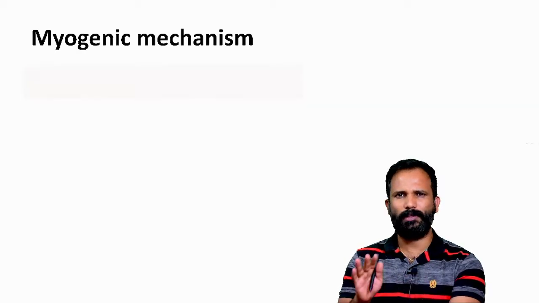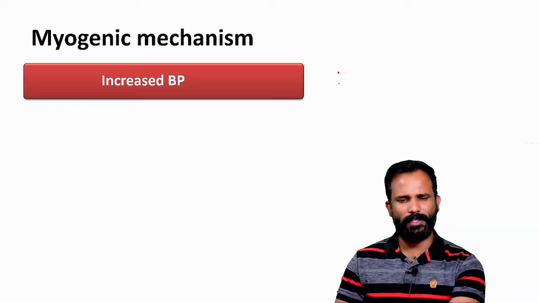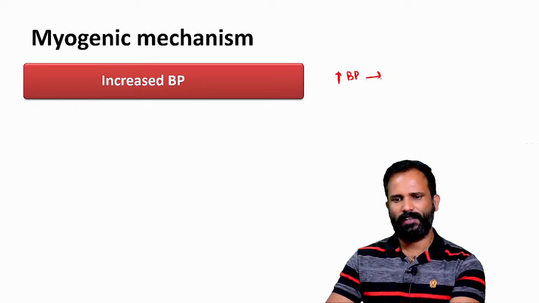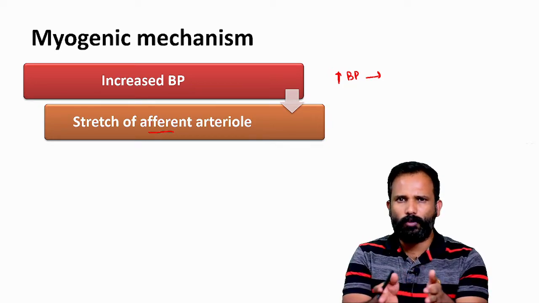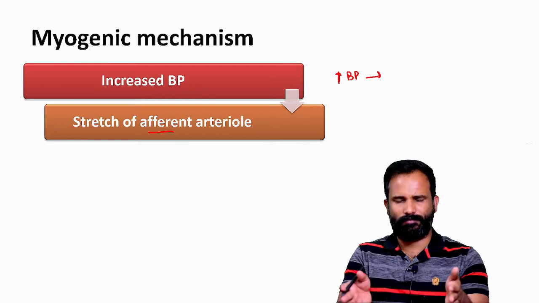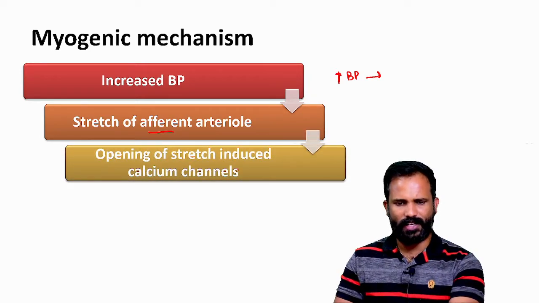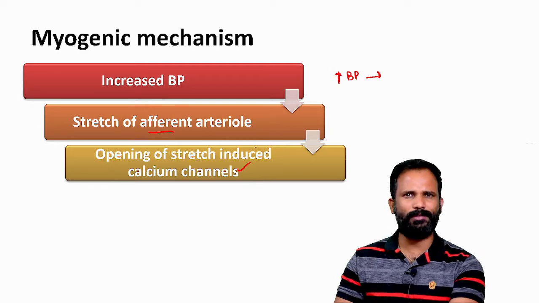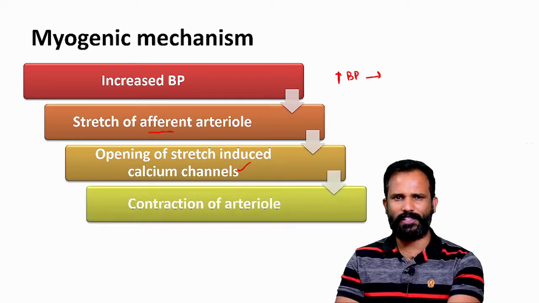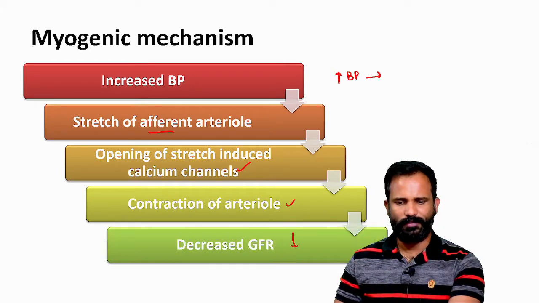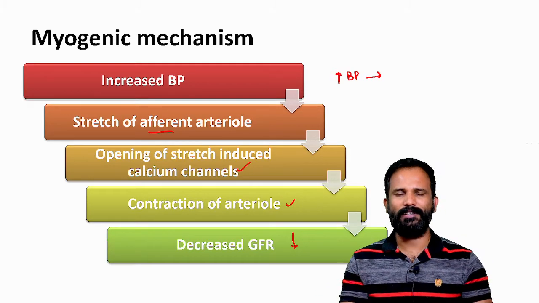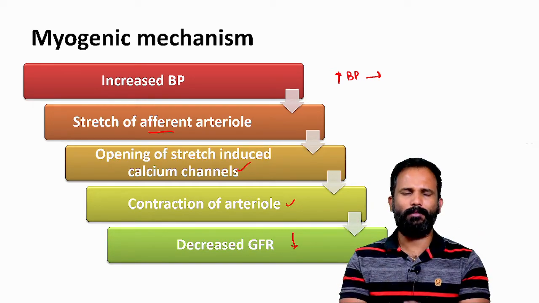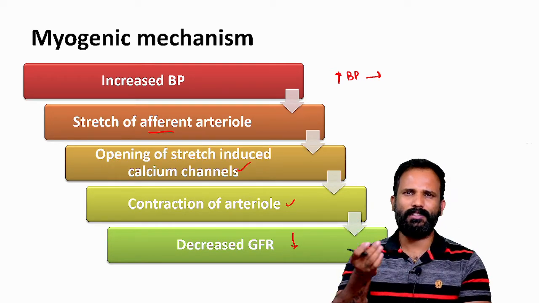The myogenic mechanism is simple and intrinsic. Whenever the BP is increased, that causes stretch of the afferent arteriole. So the more the BP, the more the blood flow, the more the afferent arteriole stretch. That causes stretch-induced calcium channels to open. Whenever calcium channels are opened, influx of calcium occurs. So influx of calcium causes constriction of the arteriole, so it decreases GFR. So increased blood pressure should finally increase the GFR, but by the myogenic mechanism it is constricted, decreasing the GFR.